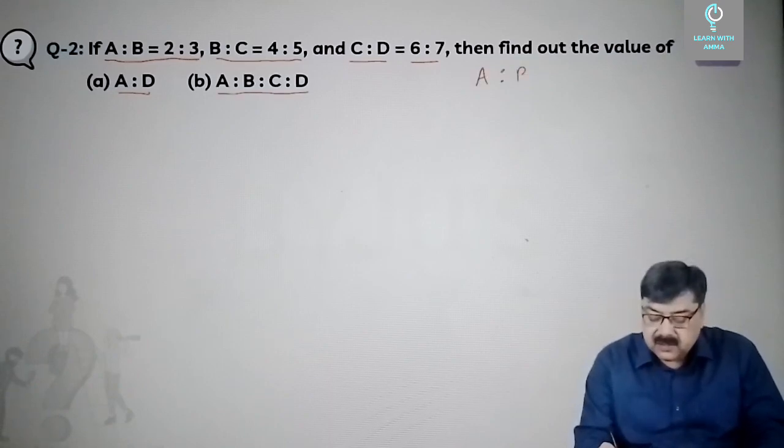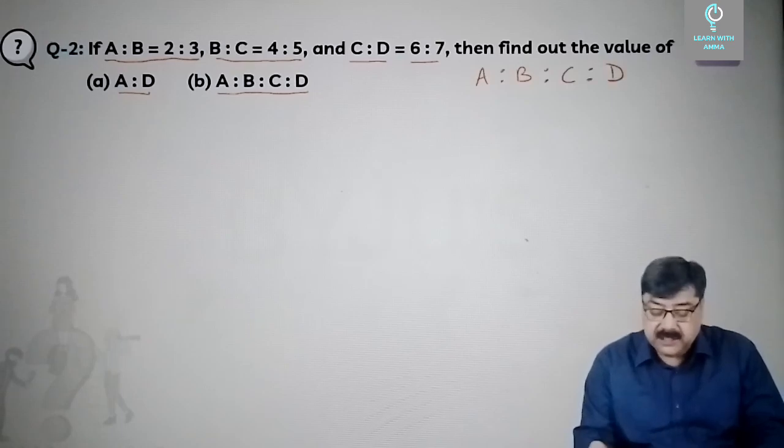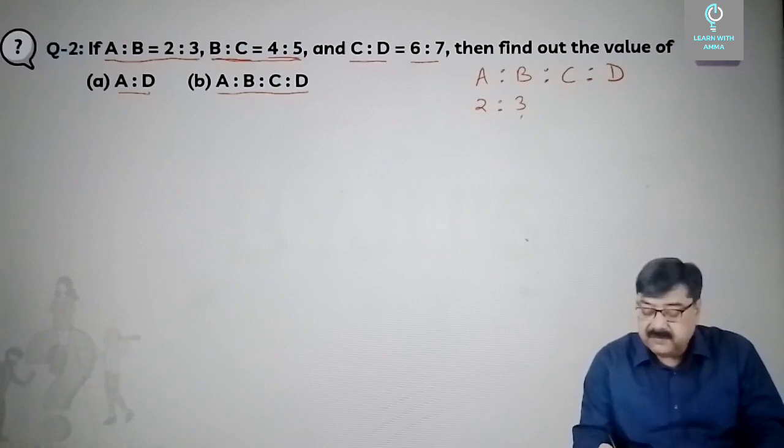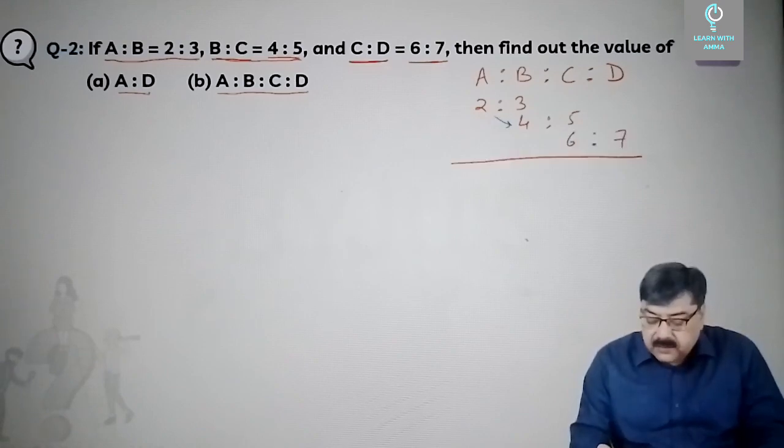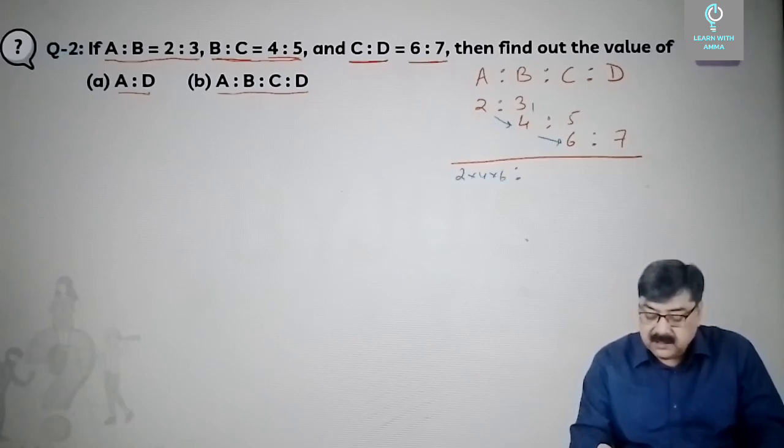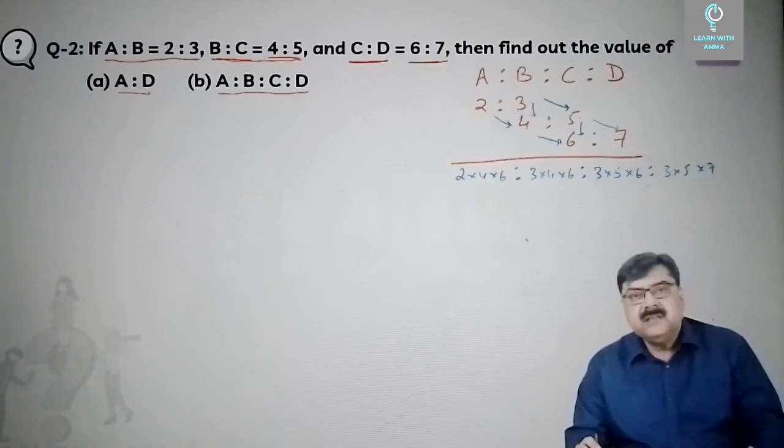Now let's solve it here. A is to B is to C is to D: 2 is to 3 for A is to B. B is to C is 4 is to 5, so we will write it below B and C. C is to D is 6 is to 7, so we will write it below here. So the first term here is 2 into 4 into 6, as you can see, for A. The ratio points for B will be 3 into 4 into 6. Then for C, it will be 3 into 5 into 6. And for D, finally, it will be 3 into 5 into 7. The extremities get multiplied here. So it is quite simple.